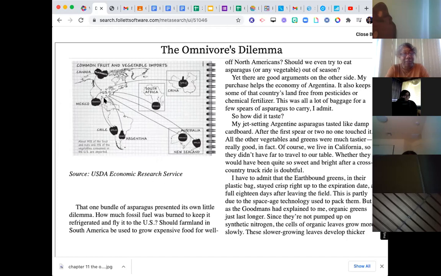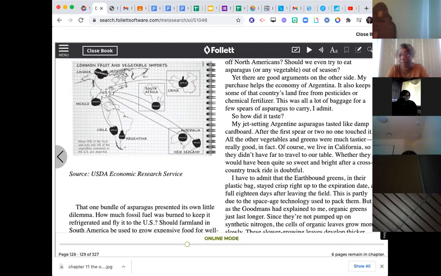All these countries are feeding the United States their fruits and vegetables grown out of season. But in order to do this, they're spending money on fossil fuels. What do fossil fuels do for the climate?